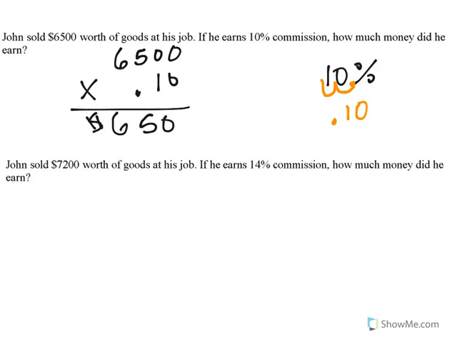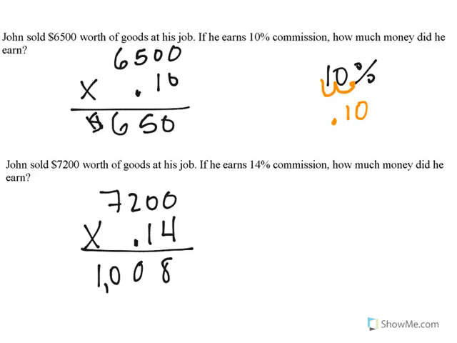So let's take a look at the next one. Well, actually, you should be getting a pop-up box for the next one now. Okay, if you went ahead and answered it, you should see that John sold $7,200 worth of goods from his job, and he earned 14% commission, which is 0.14. Now, all we have to do is multiply 7,200 times 0.14, and we will get what John earned in commission. 7,200 times 0.14 is $1,008. So that's what John earned in commission.